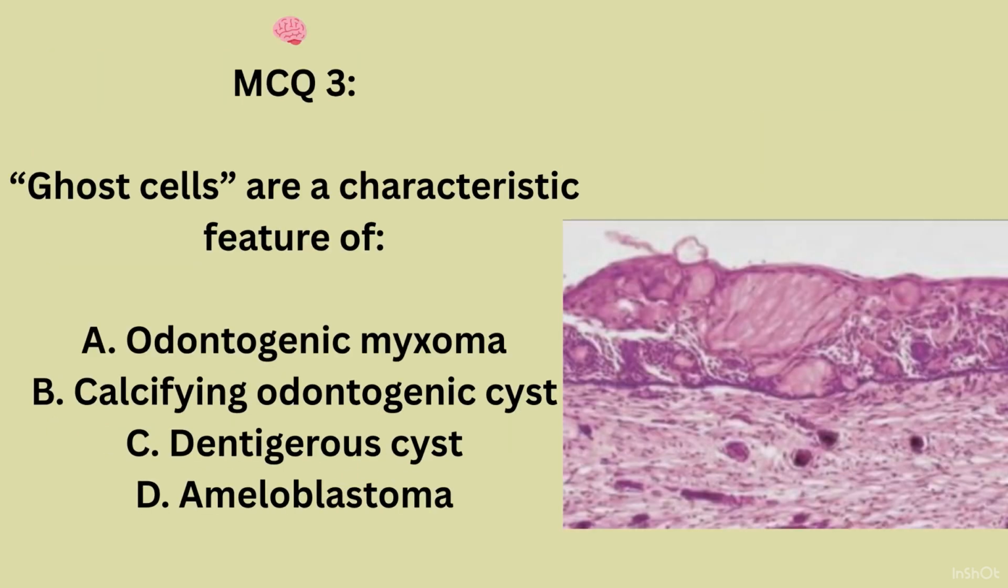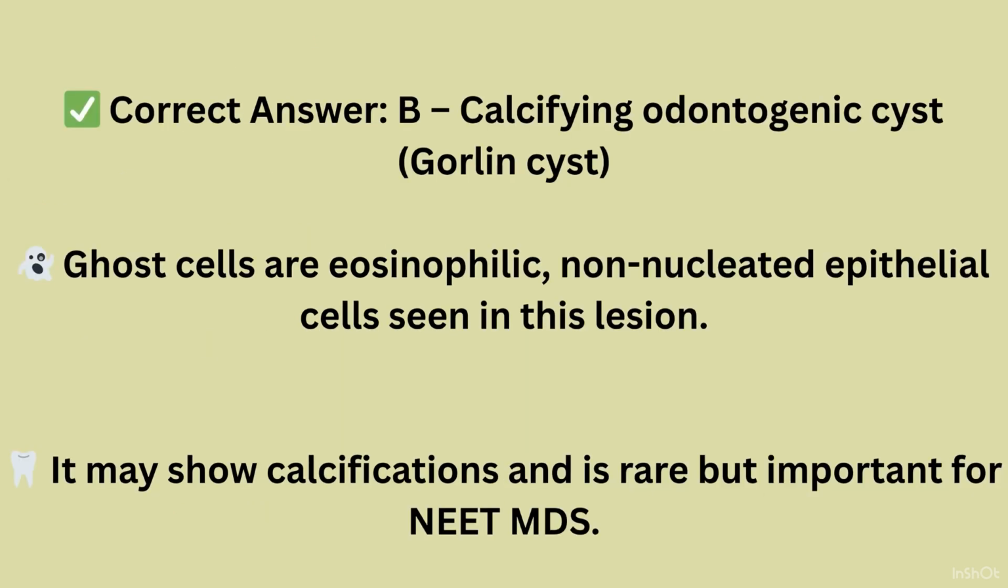MCQ number 3. The ghost cells are characteristic features of which of the following? The correct answer is B, calcifying odontogenic cyst. What are ghost cells now? The ghost cells are eosinophilic non-nucleated epithelial cells seen in these lesions. It may show calcifications and is rare, but it is important for NEET MDS.